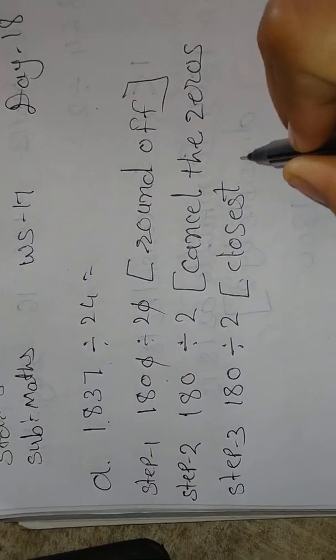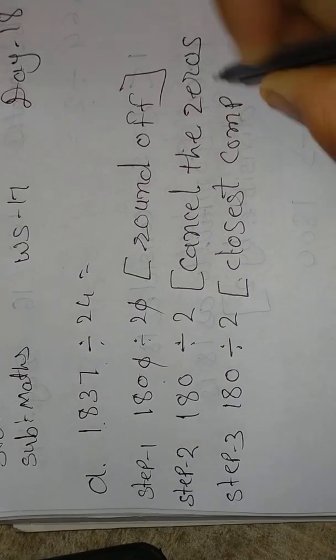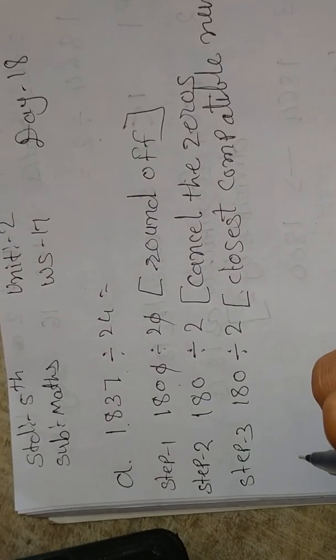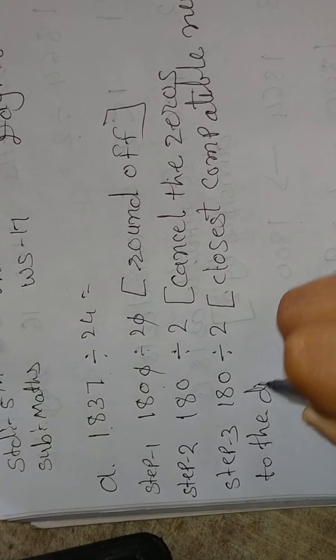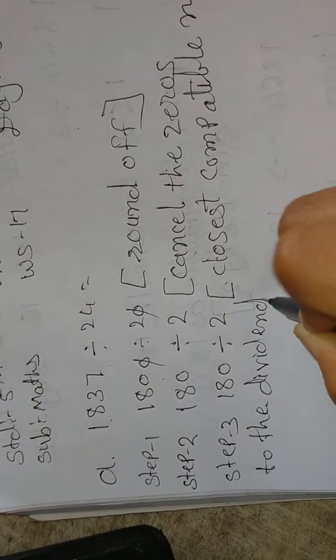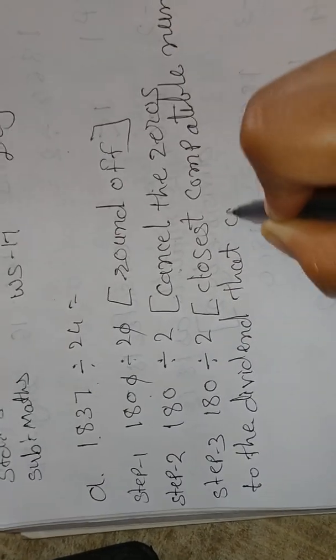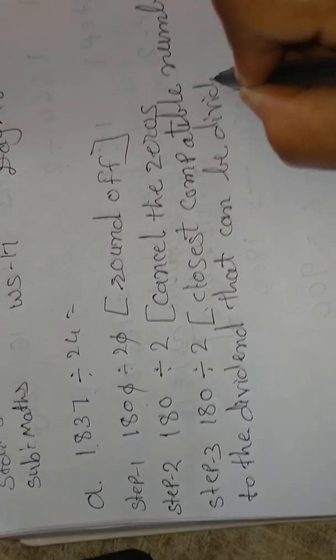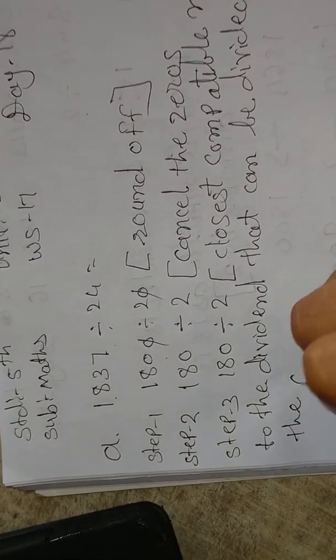We have to write here, closest compatible number to divide, that can be divided by the divisor.